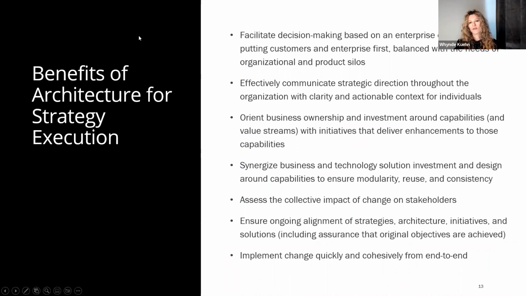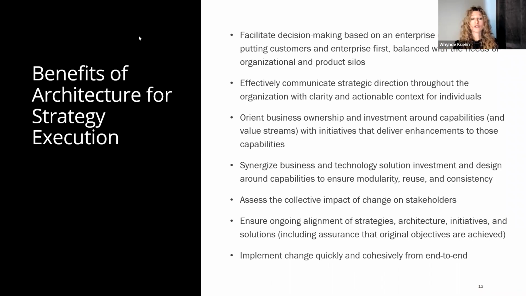So in summary, and then I will turn it over to you, Asif, the benefits of leveraging architecture to underpin strategy to execution is we can bring the enterprise perspective on making decisions. So what's best for the enterprise, what's best for the customer or constituent, and balance that with the needs of our silos and other perspectives. We can effectively communicate direction throughout all layers of the organization with clarity and actionable context, framed by the architecture, so people know how they fit in and what they need to do.